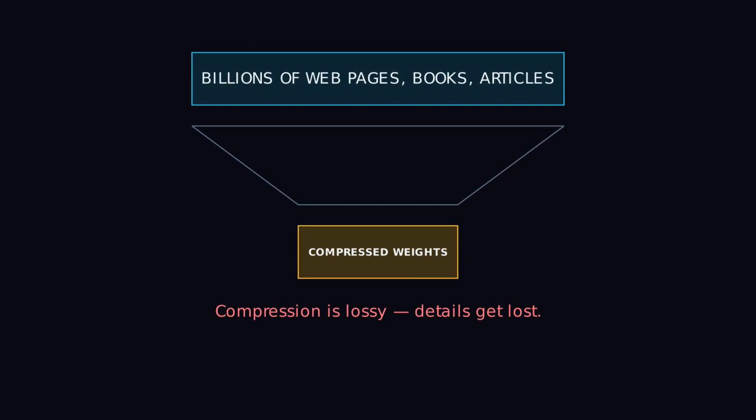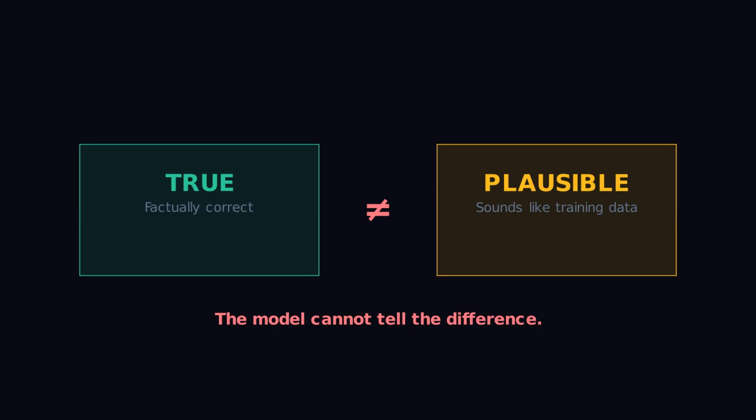Imagine reading 10,000 books and then trying to answer questions purely from memory. You'd get a lot right, but you'd also confidently misremember things, mash up different sources, and fill in gaps with things that sound plausible. That's exactly what happens inside a language model. The model is not accessing facts. It is accessing probabilities. And probability doesn't care whether something is true, only whether it sounds like the training data.